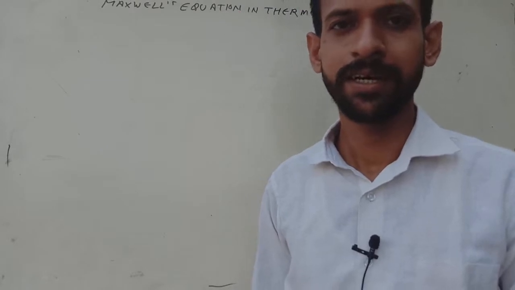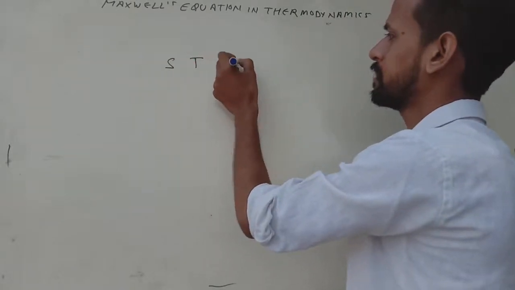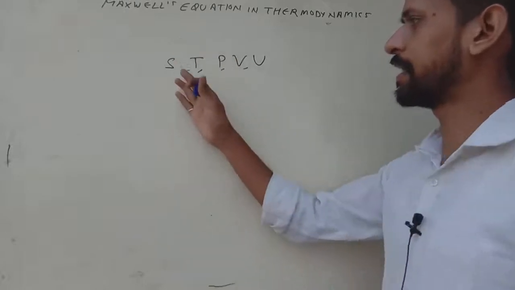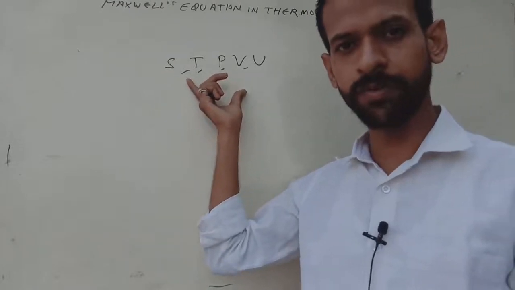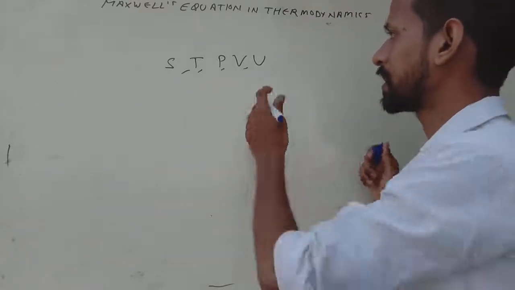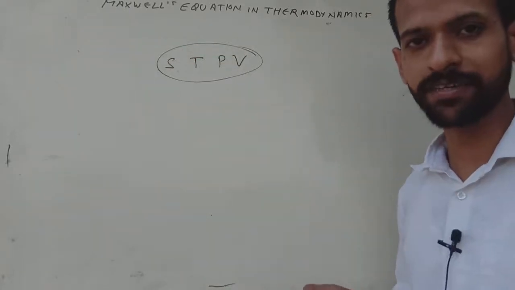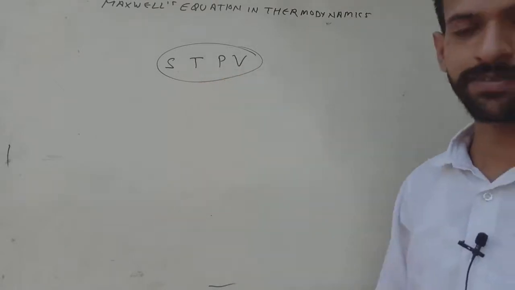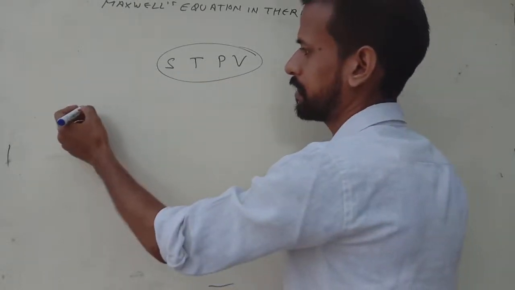Maxwell equations are the equations by which we can determine the state of a homogeneous thermodynamic system if the mass and any two of these quantities are known, that is S, T, P, V, and U: entropy, temperature, pressure, volume and internal energy. The Maxwell equations are generally the relations between S, T, P and V, and there are four Maxwell equations. So first I will write the Maxwell equations, then I am going for the derivation. In the Maxwell equations you have to learn three steps.